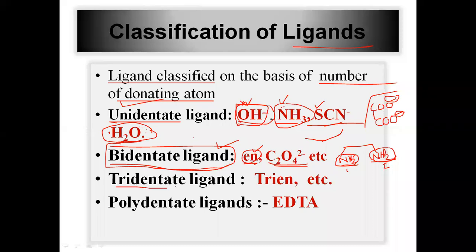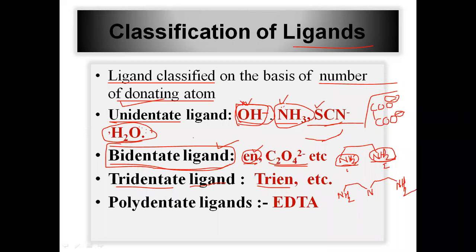The next one is tridentate ligand. Tridentate means there are three donating sites. Okay, so example is a dien. So very simply there is a diethylene triamine molecule. Okay, triamine means there are three amine groups in this molecule, and this molecule donates the electron to the central metal ion and forms ligand bonding.